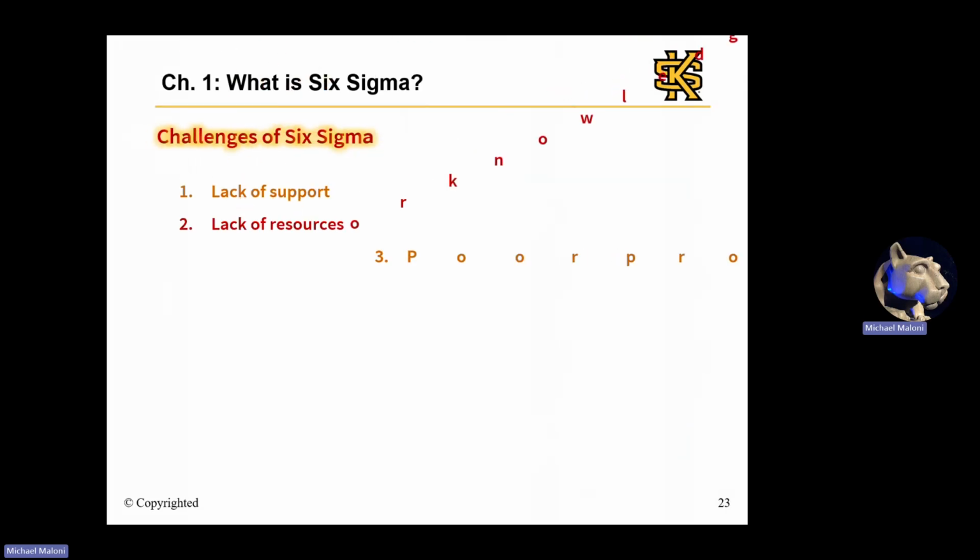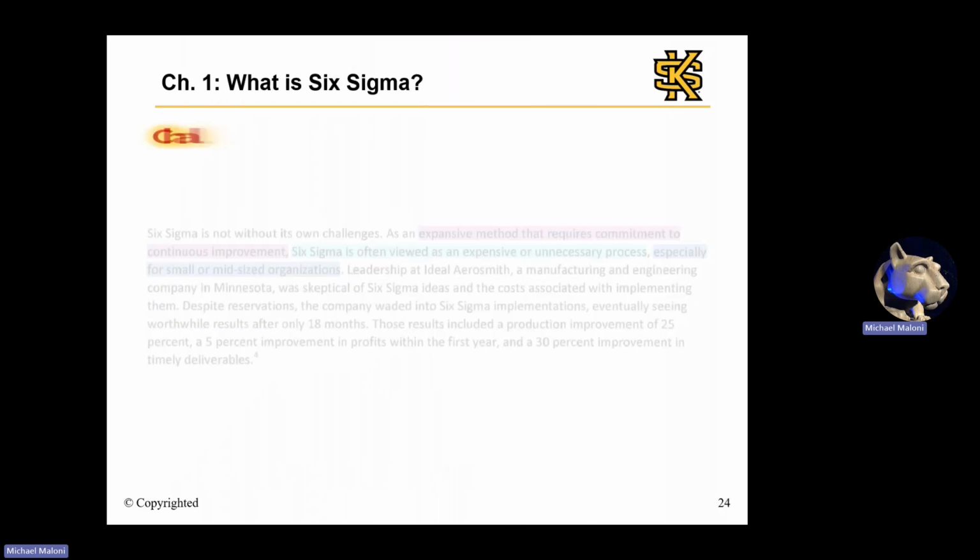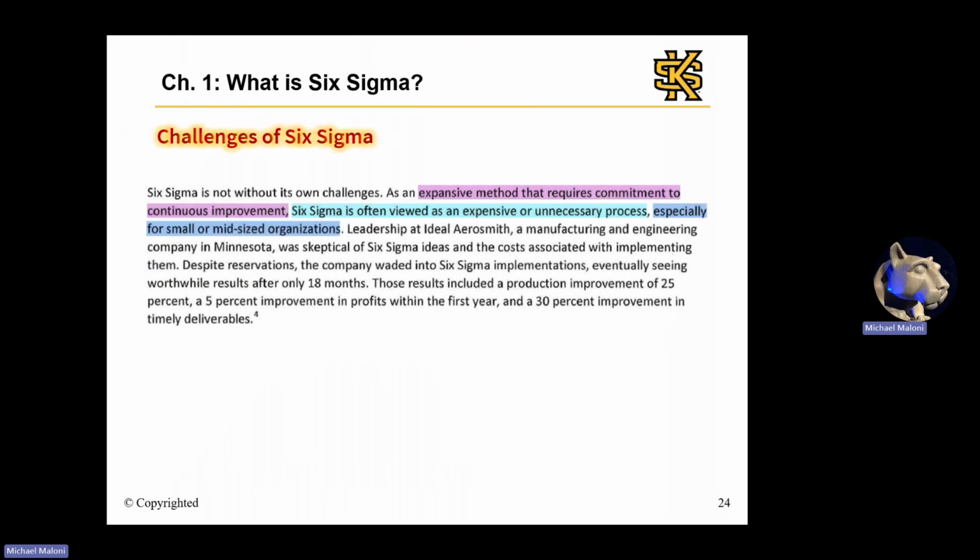The text also presents several challenges with Six Sigma. And overall, they're warning us that Six Sigma requires patience and commitment. It may seem expensive and overburdening and even unnecessary, particularly in small organizations. However, the ultimate benefits of Six Sigma can pay back the upfront investments by improving processes.